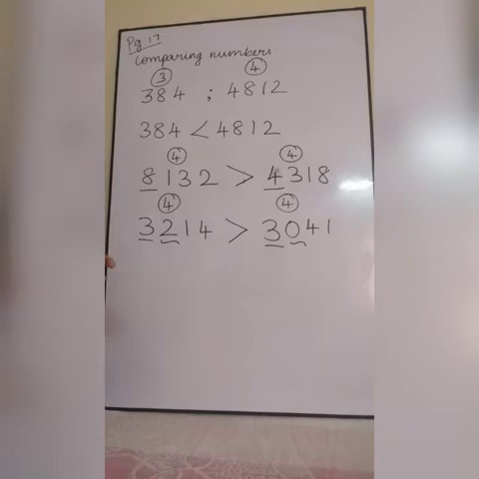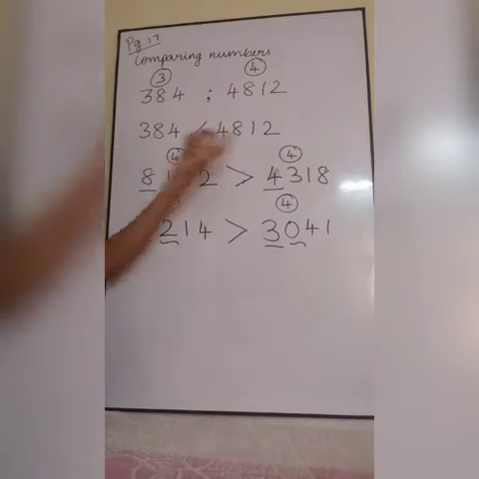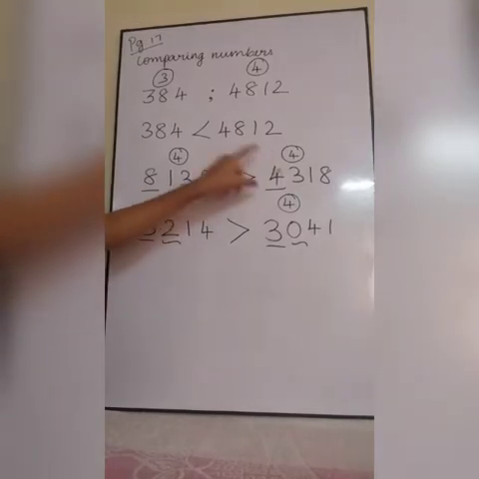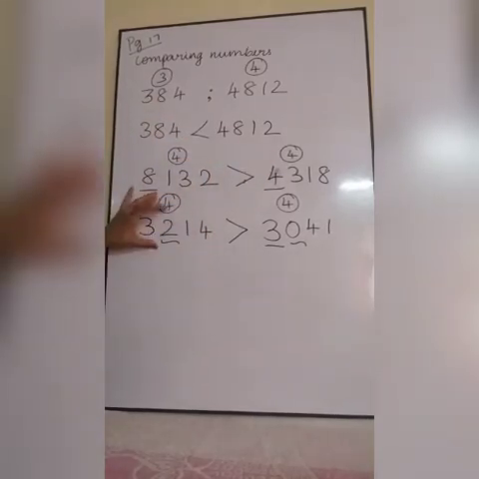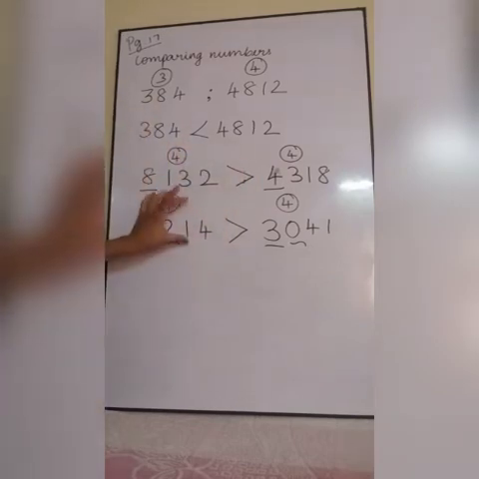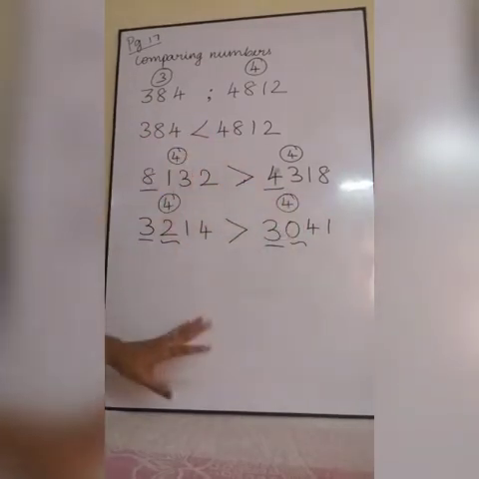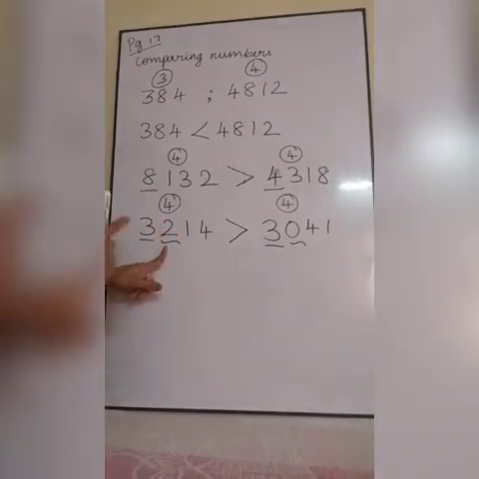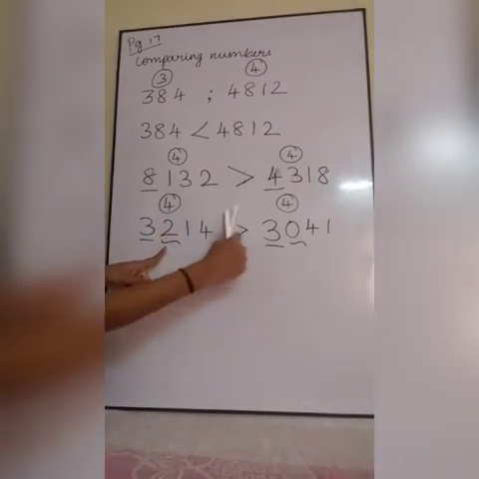First, our first step is to count the number of digits, and we have to say the number which has more digits is greater. Next, if they have the same number of digits, you should start from the left side. Compare the first number on the left side. Next, if both are the same, compare the next number. If that is also the same, you have to go to the third number. Like that you have to compare. The number which is greater will be written by this symbol.